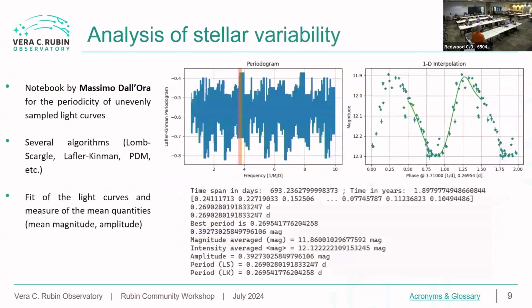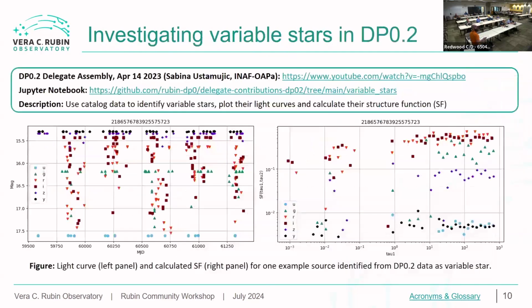We tested different scientific applications. For instance, there was a notebook prepared by Massimo D'Allora on the analysis of stellar variability with several algorithms to measure periodicities. There was a notebook with the investigation of young stellar objects using the structure function, which is a method usually used for AGN, but it can be used to pick up variability in sources with a typical red noise trend.